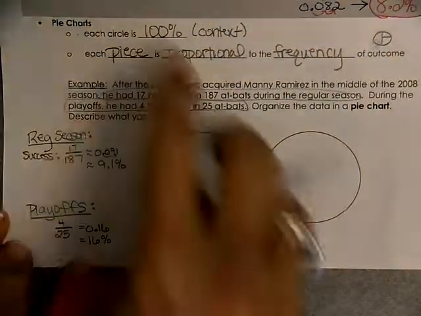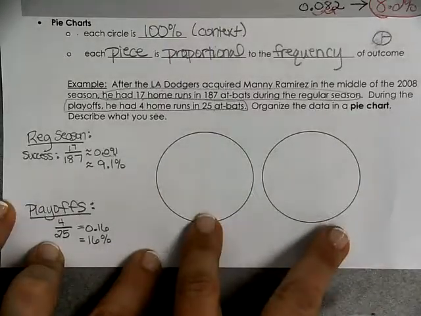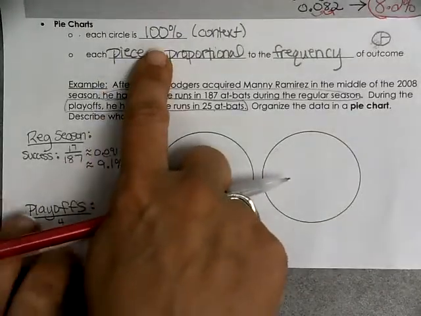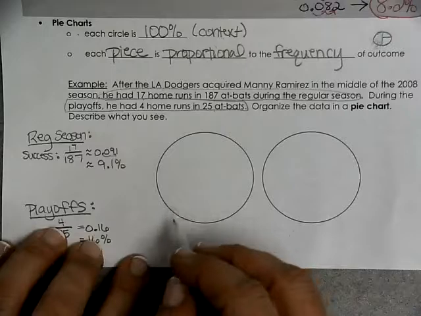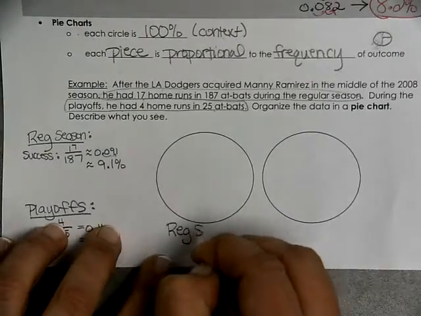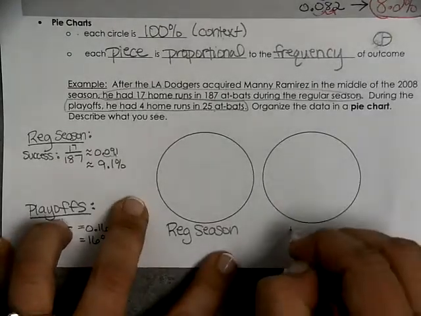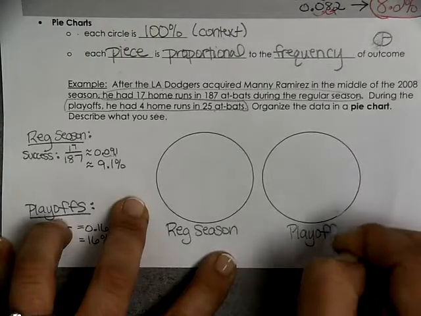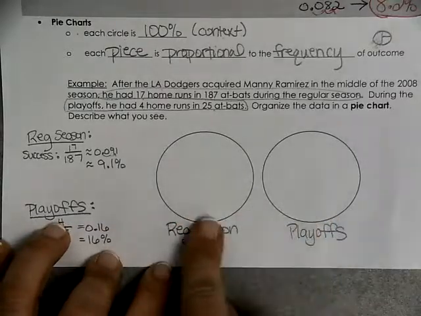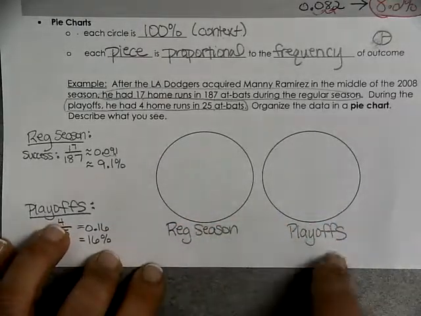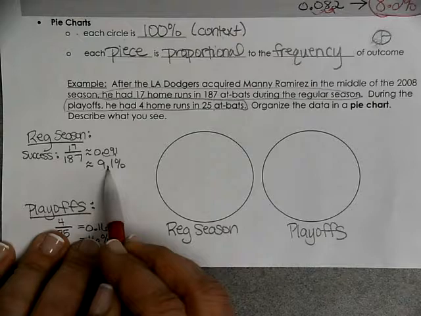So that's the first thing. We want to do that calculation. Now we're going to put this information in the pie chart. Remember that each circle is 100% and represents a context. These are the 2 contexts. One context is our regular season. Another context is the playoffs. And now we are going to differentiate between the regular season and playoffs by the data we have. So in the regular season, it said that we had about 9.1%.